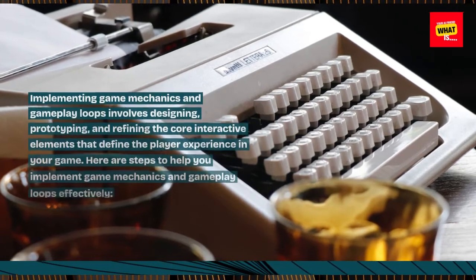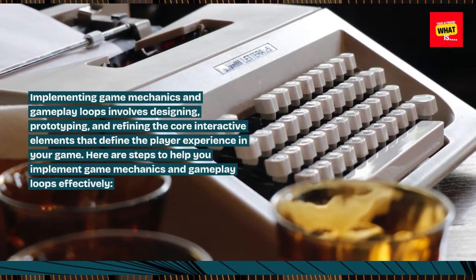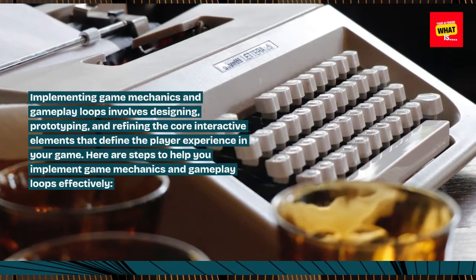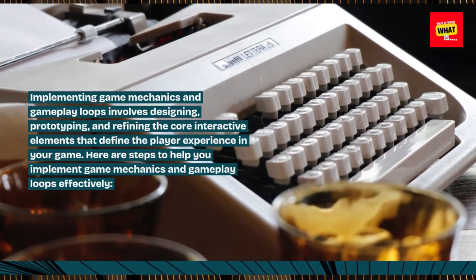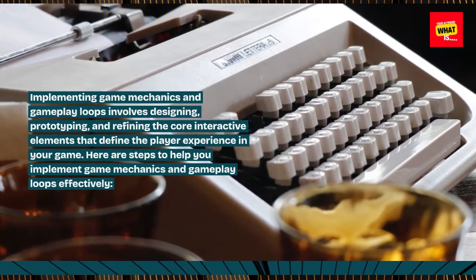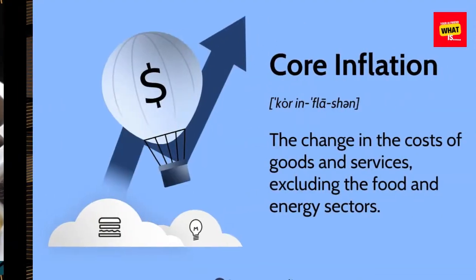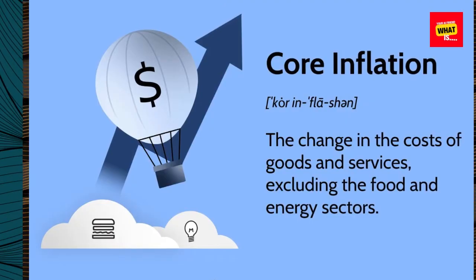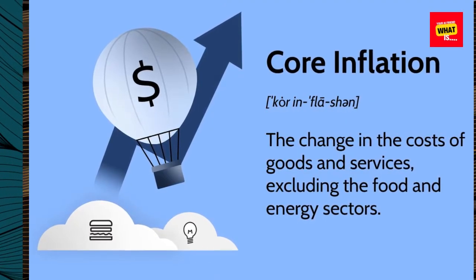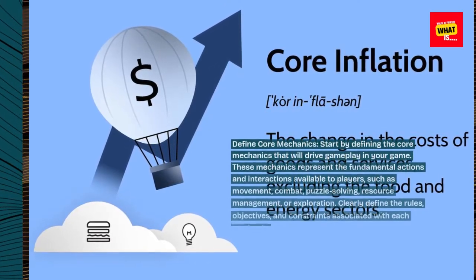Implementing game mechanics and gameplay loops involves designing, prototyping, and refining the core interactive elements that define the player experience in your game. Here are steps to help you implement game mechanics and gameplay loops effectively. Define core mechanics. Start by defining the core mechanics that will drive gameplay in your game.